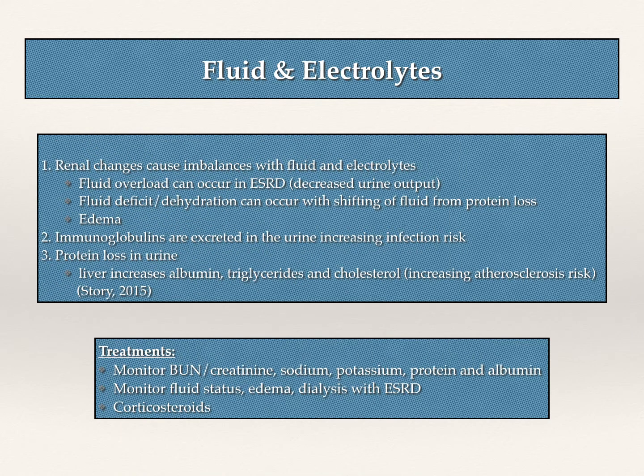Fluid and electrolytes. The renal changes obviously cause imbalances with the fluid and electrolytes. There can be a fluid overload, there can be a fluid deficit, or there can be edema. The immunoglobulins are excreted in the urine, which increases infection risk. And then the protein loss in the urine causes the liver to increase albumin, triglycerides, and cholesterol, which increases the child's atherosclerosis risk. Treatment: monitoring the labs, the fluid status, and then adding in the corticosteroids.